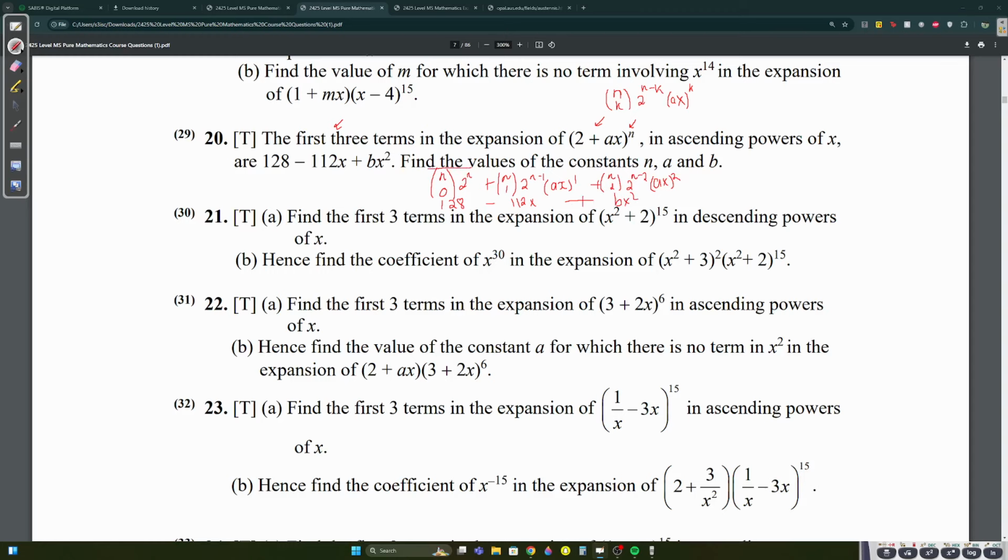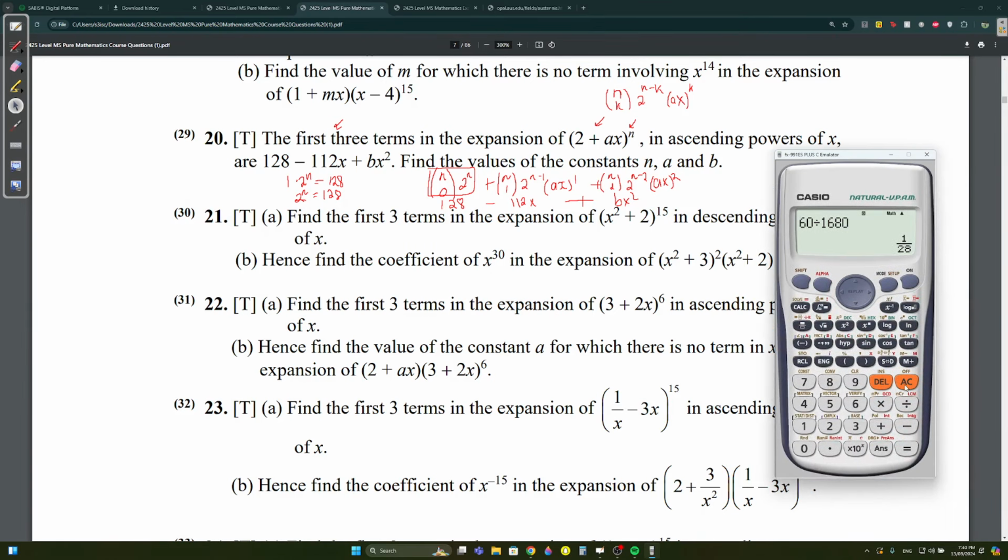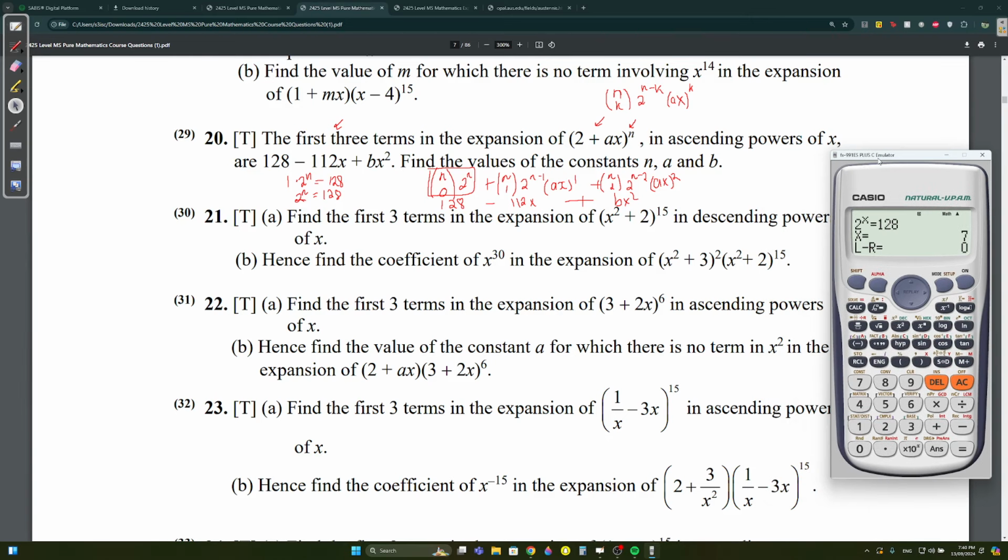What is nC0? We know it's 1. So it's 1 times 2 to the power of n, and we know this is equal to 128. So 2 to the power of n equals 128. How do you find n if it's in the power? You can do two things. For normal calculators, if you have the solve function, put 2 to the power of x equals 128, and you get x equals 7. So n equals 7.